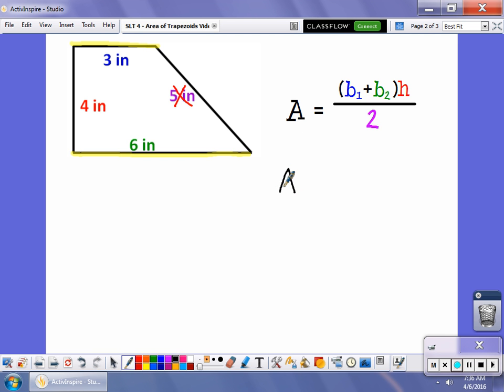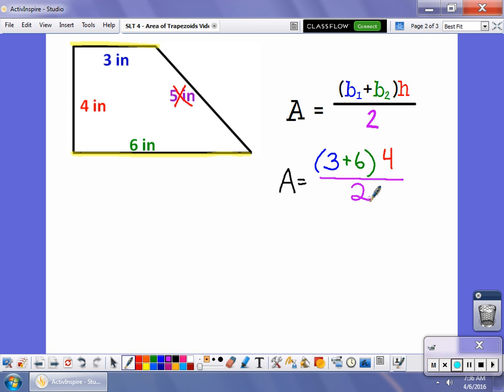So the first thing I'm going to do is plug in base 1. Base 1 is either of these two bases. It doesn't matter which one I pick. I'm just going to pick 3. Base 2 is the other side that's parallel to it, which is going to be 6. Now remember, I add these two bases together, and then I multiply by my height. In this case, my height is 4 inches. And finally, the last part of my formula is to divide by 2.